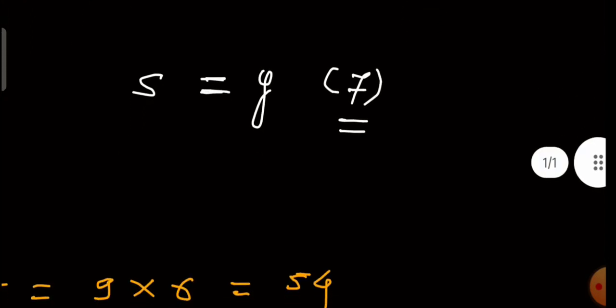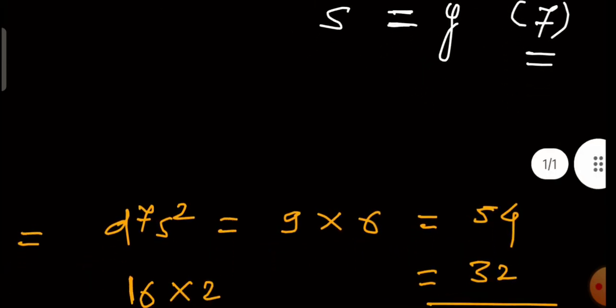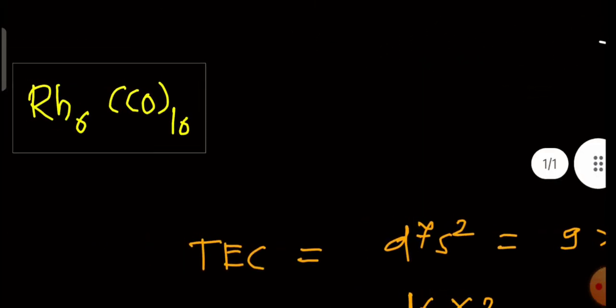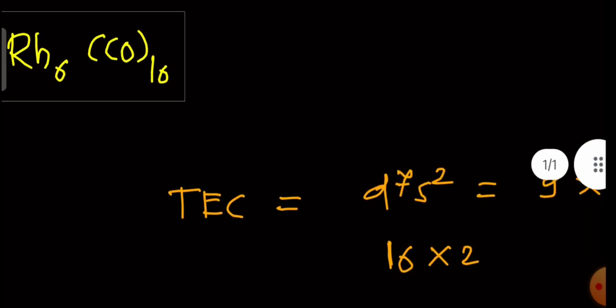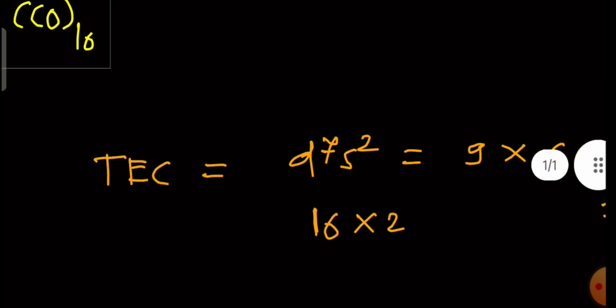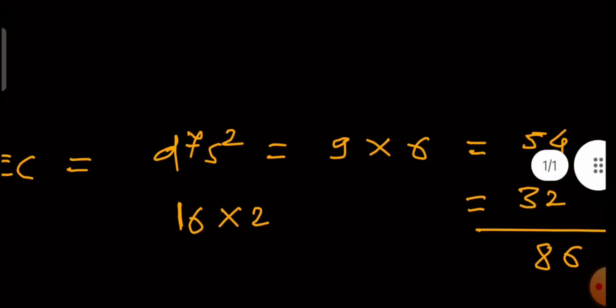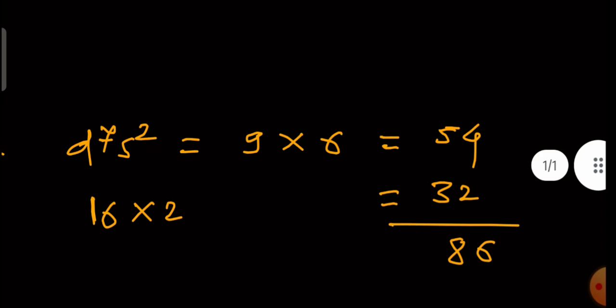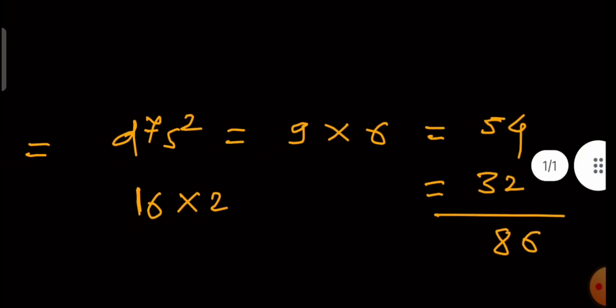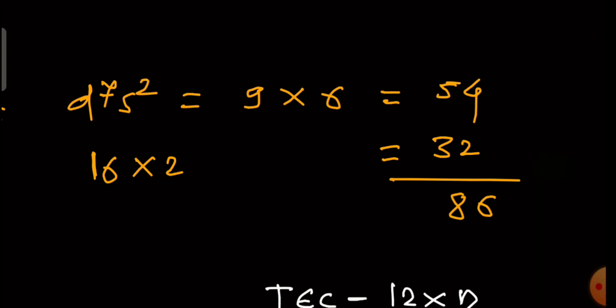So we can apply this rule on this system, Rh6(CO)16. For the total electron count, rhodium is d7s2, in the cobalt family. Each rhodium gives 9 electrons, so 9 multiplied by 6 is 54, and there are 16 CO, each contributing 2 electrons, that is 32. If you combine them together you get 86. So 86 is the total valence electron count.